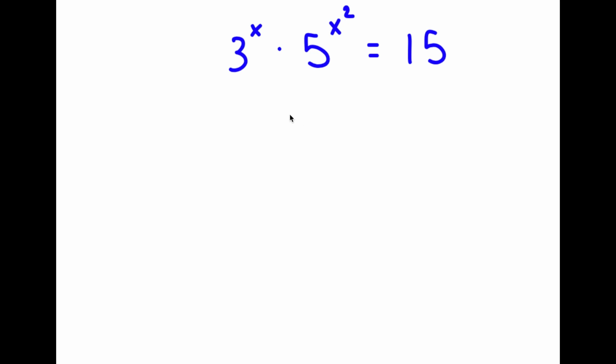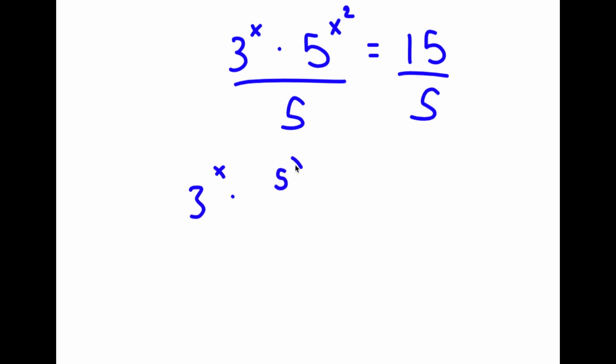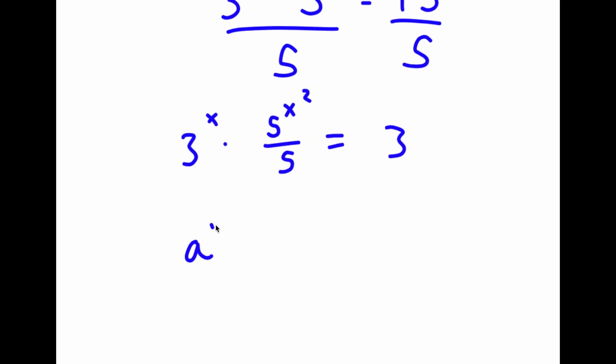Alright, so in this problem, I have 3 to the power of x times 5 to the power of x squared is equal to 15. So now the first thing I'm going to do is divide both sides by 5. So now I have 3 to the power of x times 5 to the power of x squared over 5 is equal to 15 divided by 5, which is 3. Now if I have something in the form a to the power of m over a to the power of n, this is equal to a to the power of m minus n.